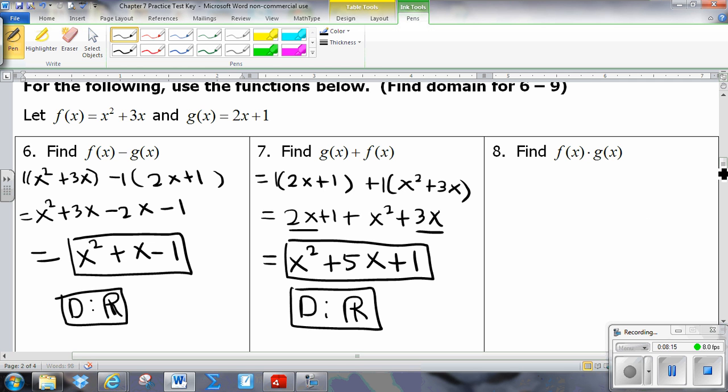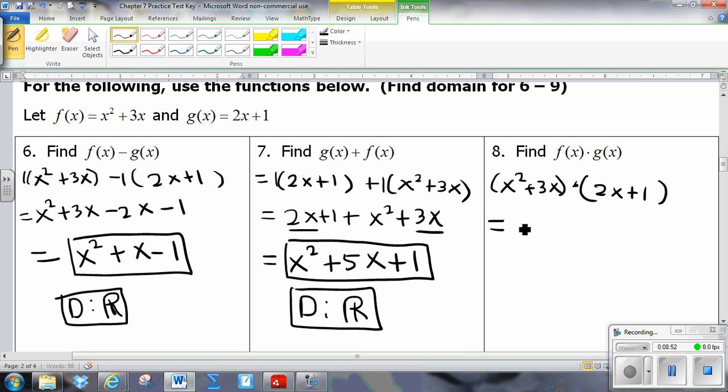Okay, and last one, f of x times g of x. So this times another thing. f of x is x squared plus 3x. g of x is 2x plus 1. Now at this point, since we are multiplying and you guys have all kinds of ways you multiply, you can use any method you want. You can use the distributive property. You can use the box method. You can use FOIL here because they're both binomials. But any method that you use, you should end up with 4 terms on the next step.